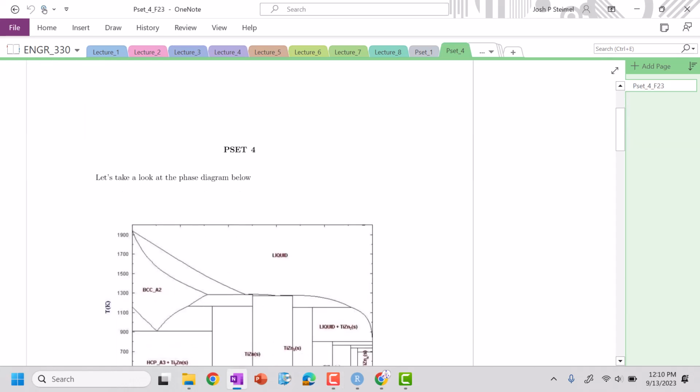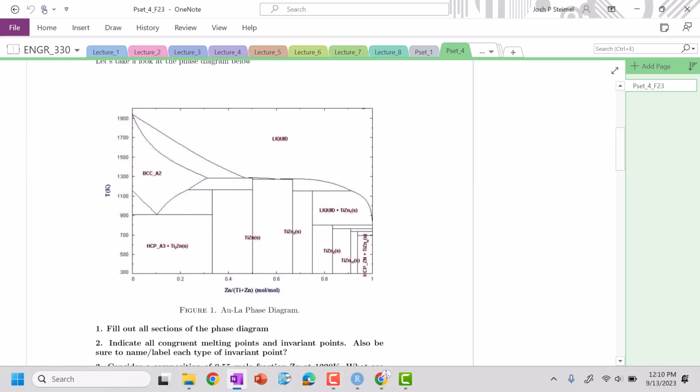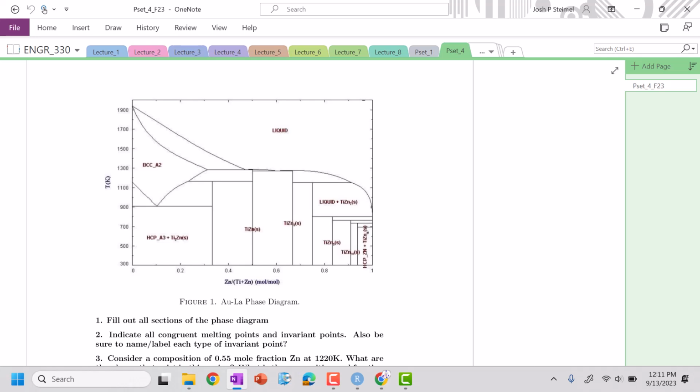All right, everyone, we are back and we are about to get into our phase diagram. So we see that we have this line here, this is HCP. So now this will be HCP plus BCC, BCC plus liquid. And then we can go through liquid plus this, BCC plus this one plus this one, this one plus this one.